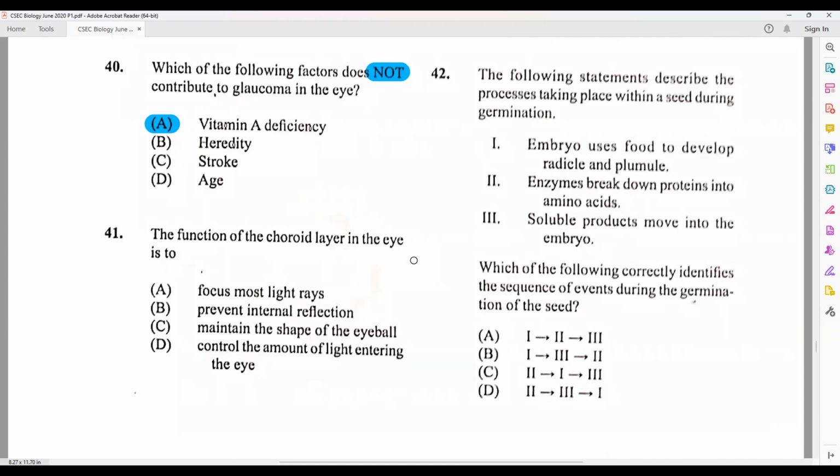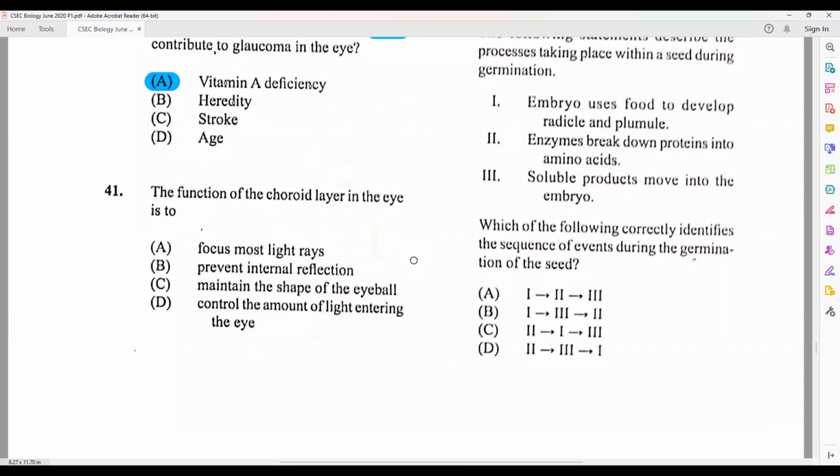The function of the choroid layer in the eye is to. And reading these answers: focus most light rays, prevent internal reflection, maintain the shape of the eyeball, control the amount of light entering the eye. We will go with B as the best answer. The choroid layer has a rich supply of blood to it. Had they given more answers, this may not have been the best one, but it does prevent internal reflection of the light that's coming through the eye.